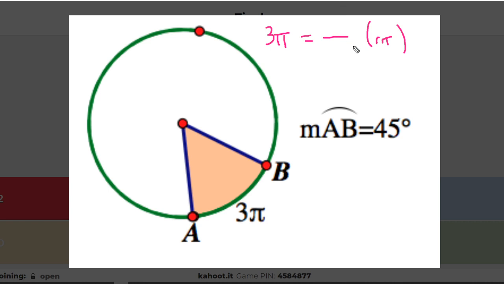What am I putting on the bottom of the fraction? 180. Thank you, Jeanette. Haven't heard from Esme in a while. And then the 45 is here. Okay, so now you've got to reduce the 45 and the 180, Chris, which is probably what you're struggling with and you need a calculator for. This reduces to 1 over 4.